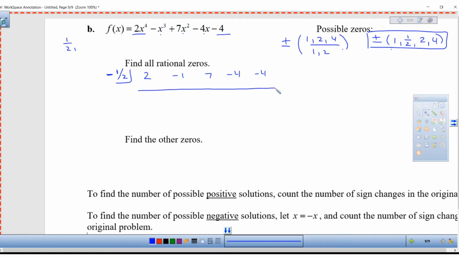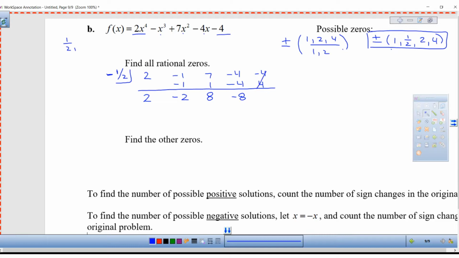Okay, put a line underneath. Now, don't freak out on this. Multiplying by a negative 1/2 is the same thing as dividing by negative 2. So if you have a 2, bring that down. 2 divided by negative 2 is negative 1. Negative 1 and a negative 1 is a negative 2. Negative 2 divided by negative 2 is 1. 7 plus 1 is 8. 8 divided by negative 2 is negative 4. Negative 4 and negative 4 is a negative 8. Divide by negative 2, positive 4, done.